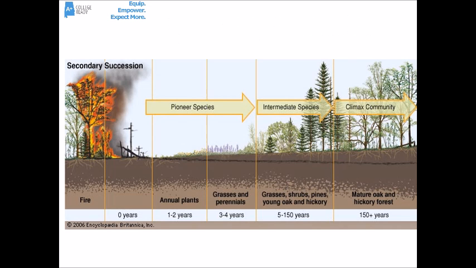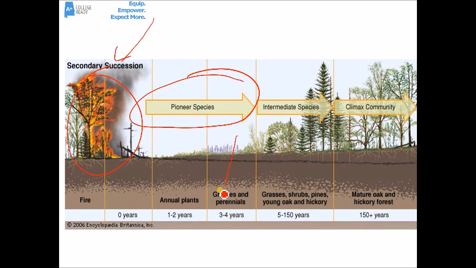So here we see secondary succession. We start off with an oak, hickory, hardwood forest. We have a fire, which burns away most everything. Then we get new pioneer species moving in, things like the annual plants, the grasses, followed by the intermediate species like the shrubs and the pines, until eventually our hardwood forest grows back and we're back to a more stable climax community with an oak, hickory, hardwood forest.